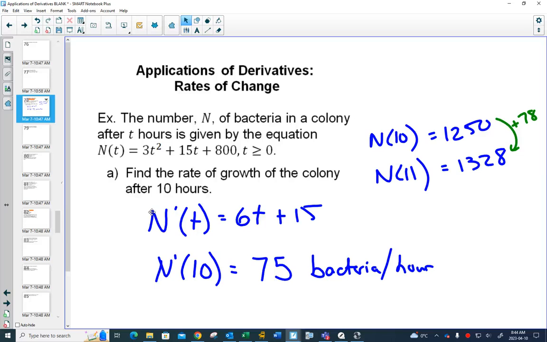But this caused us to plug in two things into a more complicated equation. In this example, the derivative was a simpler equation to plug in something once. So it gives us an instantaneous rate of growth, but it also gives us an estimate for how we could expect to see what would happen over the next hour.